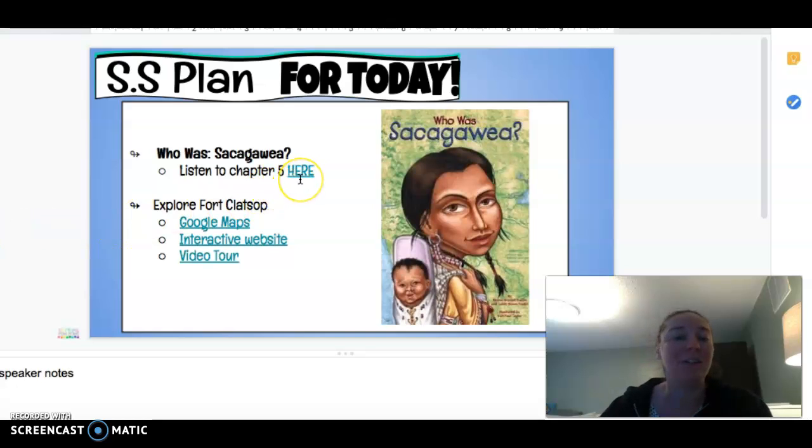All right. Social studies. Again, you're going to listen to chapter 5, and the new fort that you're going to learn about today is Fort Clatsop. So there are a few different ways you can explore this fort. You can go onto Google Maps. I do recommend dropping your person at both of the blue spots that you're able to. There's a website that has pictures, and you can move the camera left and right and explore inside and outside of the fort that way. And then there's just a YouTube link video tour of somebody walking around with a camera and showing you.